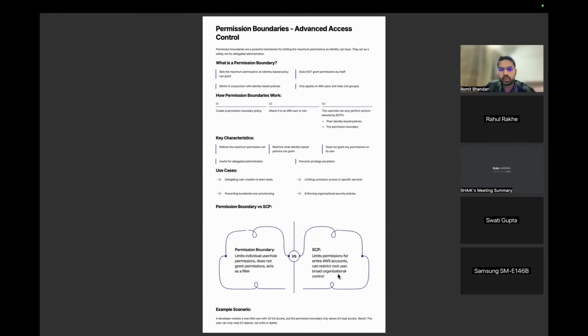Okay. And then you have SCP, which operates on the account level, and limits permissions for entire AWS accounts. Okay, and not only the individual user or role, that's the difference. It's on the account level, and it can restrict the root user, broad organization control, etc. Okay, so that's pretty much on the two. SCP and permission boundary are sometimes asked as how do you differentiate between the two, so that's how they are different.